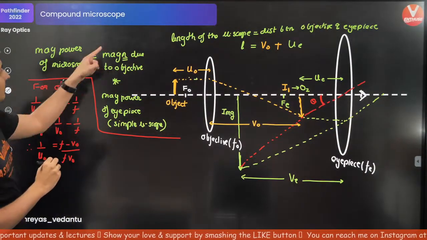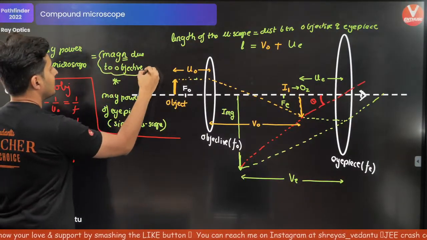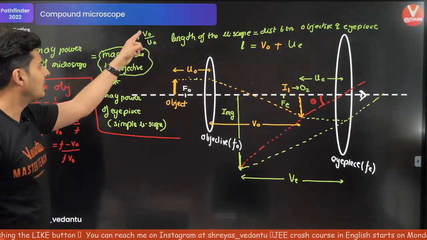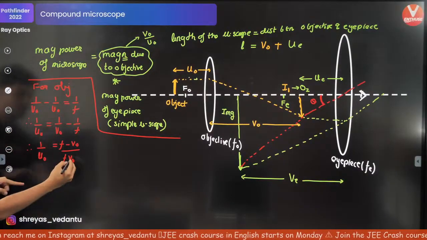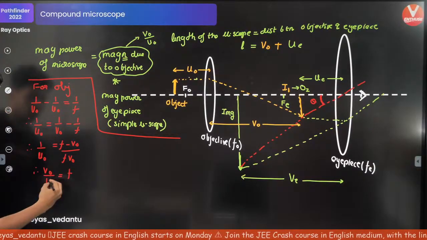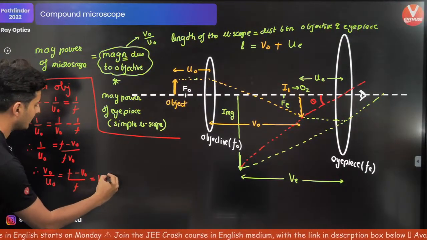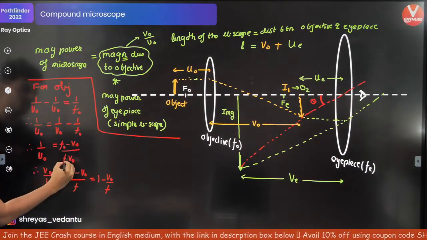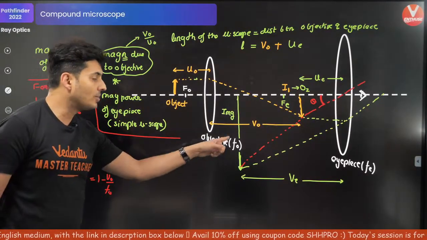Now remember, in the magnification due to the objective, this part is nothing but VO by UO. If you remember it carefully, it was image by object distance. So let's try to find VO by UO and see what we get. So take VO over there. VO by UO will be (F minus VO) by F, which is nothing but 1 minus VO by F. But this F was always for the objective, so I'll put F0 everywhere. FO stands for the objective's focal length.